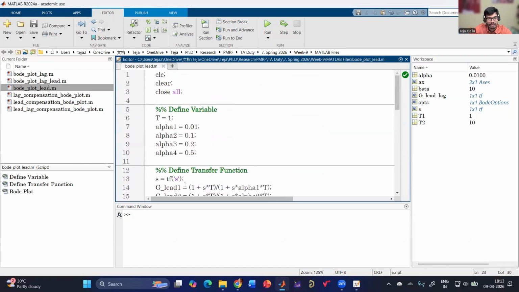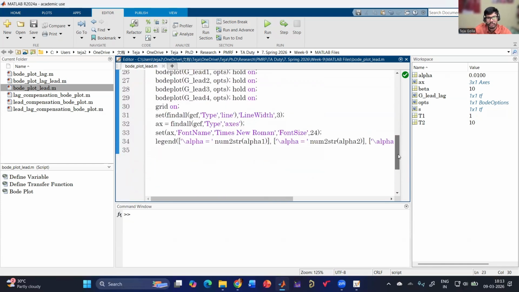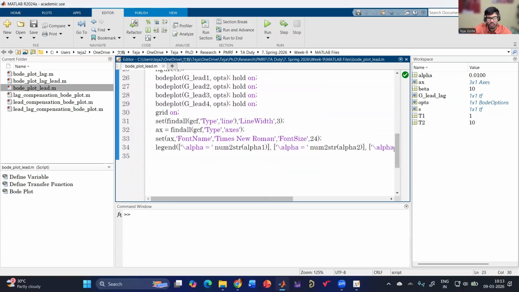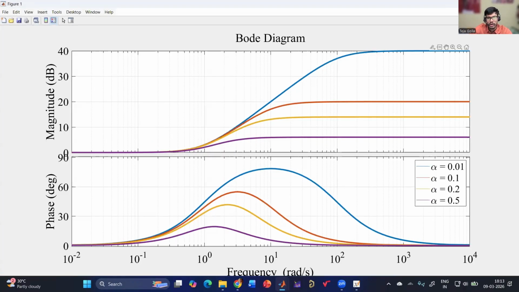In all these cases I have chosen K to be 1, but K can be anything. Just to consider the same K, I have taken K to be 1 for the time being, but you can consider different K and see how things change. I am also naming the legend, so we will know which curve corresponds to what. So this is the Bode diagram.